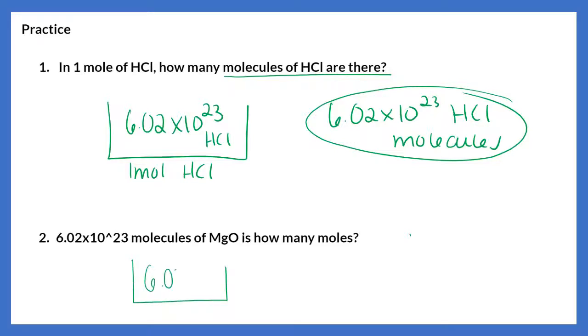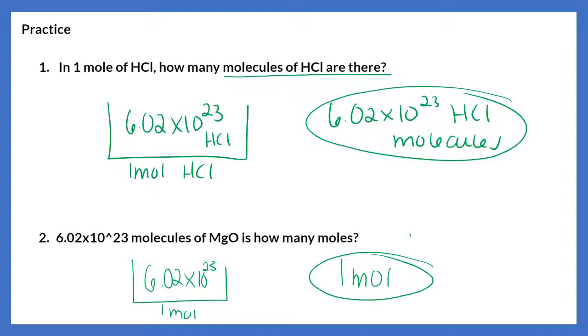So 6.02 times 10 to the 23rd. We know that it's 1 mole, so this is 1 mole. So before you leave this page, I want you to know that 6.02 times 10 to the 23rd is 1 mole. And 1 mole is 6.02 times 10 to the 23rd items.